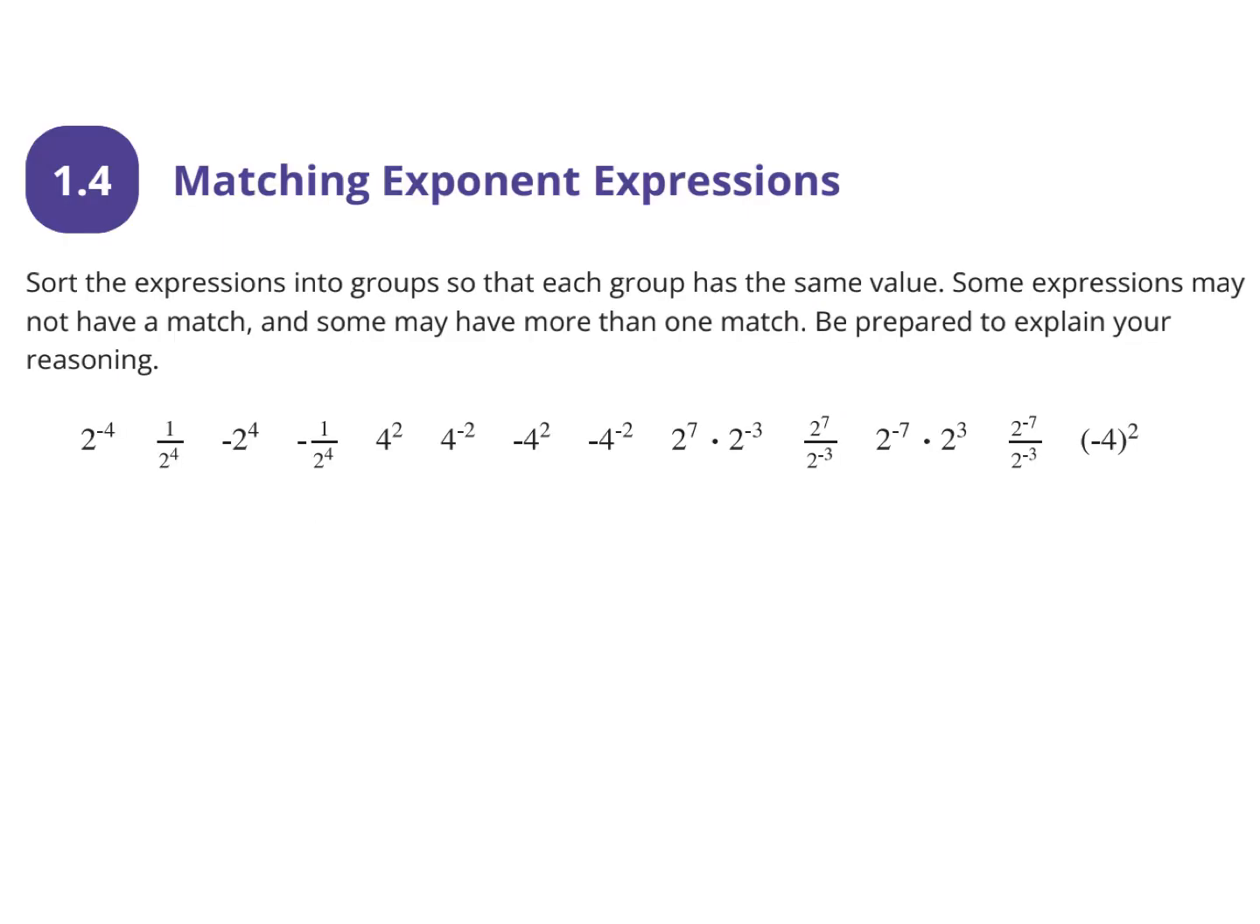Okay, so now let's match our expressions. So 2 to the -4 is 1 over 2 to the 4th. Now I'm going to leave these in exponential form. Now, people get tripped up with this one. A negative exponent does not mean the answer is negative. It means the fraction gets flipped upside down.